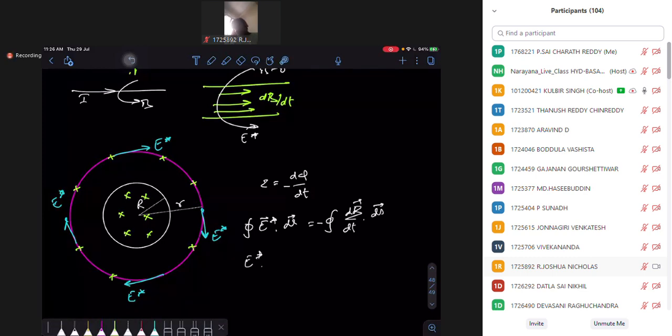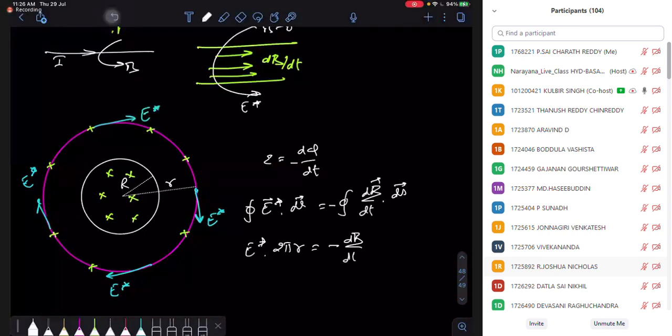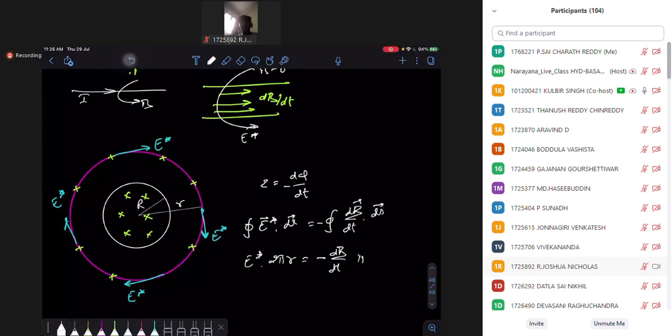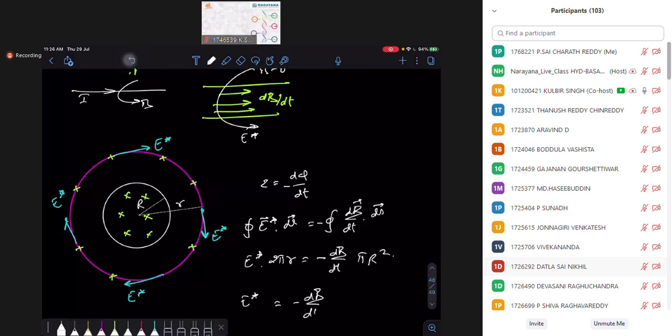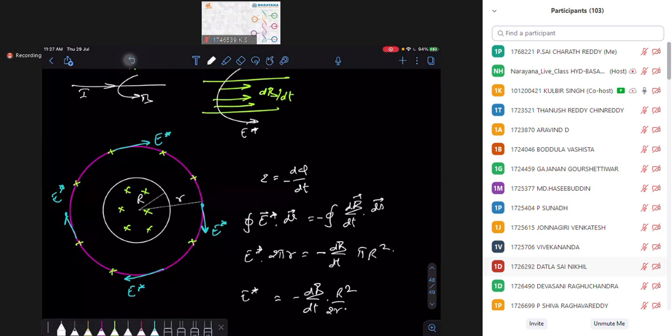So on this loop, if I integrate the electric field, E dot dl, the dl integration gives me the circumference. dB by dt here is constant or whatever it is, so it will come out of the integral. And what is this area? It's the flux area. The flux area is only up to my capital R, that's pi R square. So I can say E star is equal to minus dB by dt, pi cancels out, R square by 2r. That's my electric field outside.